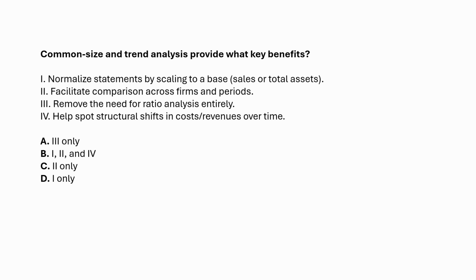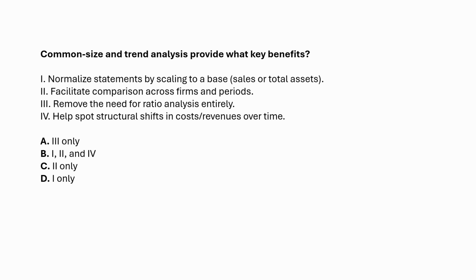Number 2, facilitate comparison across firms and periods. Yes, again, this is the main benefit of common size and trend analysis. Once you strip away size, you can compare Walmart with a mom-and-pop grocery without being blinded by billions of dollars. And you can compare the same company's results across years without worrying about inflation or growth skewing the numbers. It's apples to apples instead of apples to watermelons.